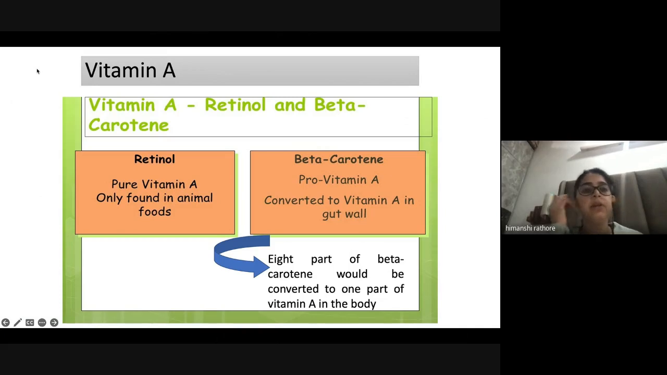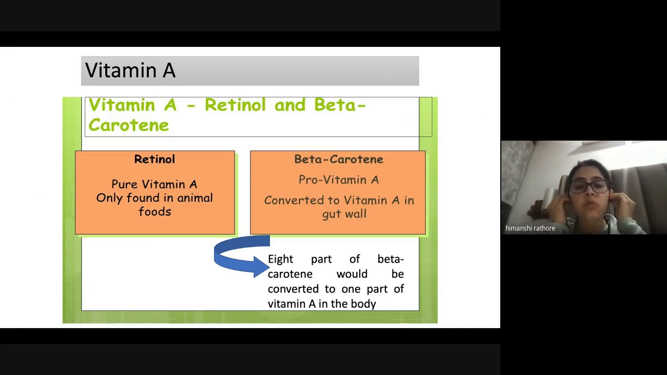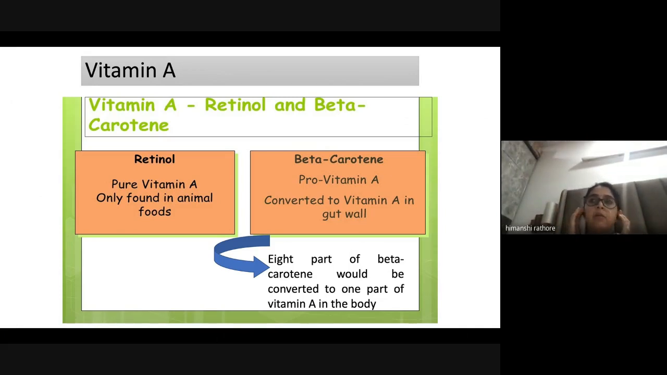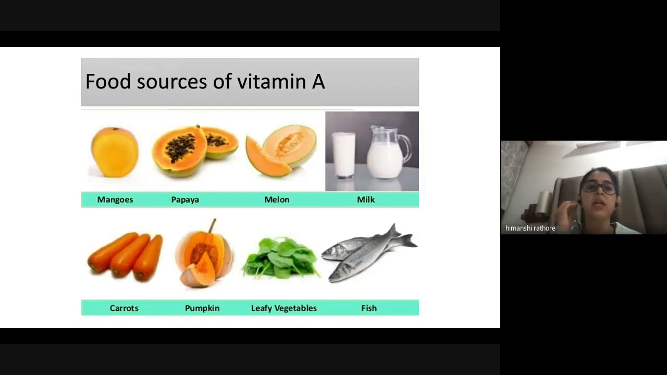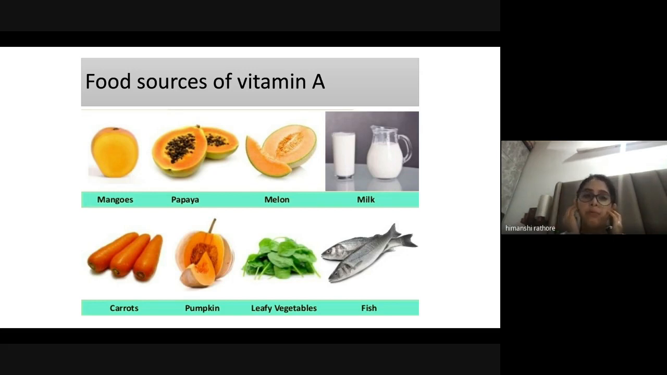So, as I am telling you, vitamin A has two forms, retinol and beta carotene. This is clear to everyone. And beta carotene is found in plant sources and retinol is found in animal sources. These are the food sources of vitamin A. Generally, the fruits and vegetables which are orange or red in color are called vitamin A rich fruits, like mangoes, papaya, melon. They are orange in color and they contain beta carotene in good amount.